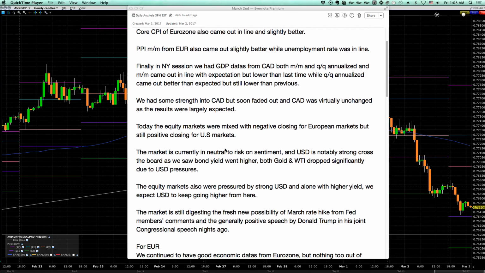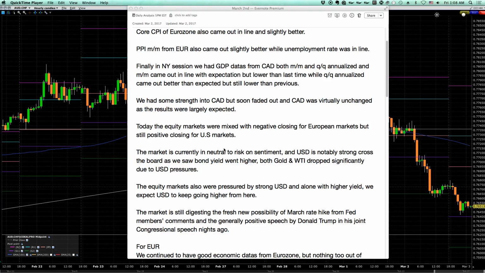The equity market today was mixed. We got a negative closing for the European market, a little bit down, and a positive closing for the US market. Right now, the notable thing is that the US dollar is very, very strong. The bond yield is picking up. Gold went down and WTI also dropped, and those two dropped because of US dollar strength. As many of you know, those two commodities are denominated in US dollars. So it's not because we are in a risk sentiment per se.